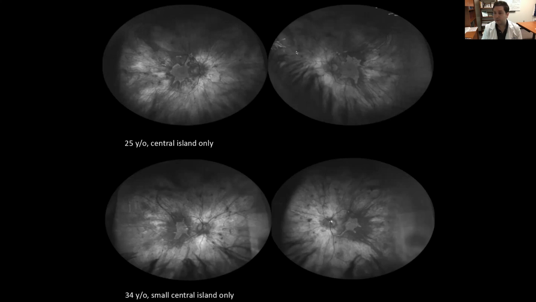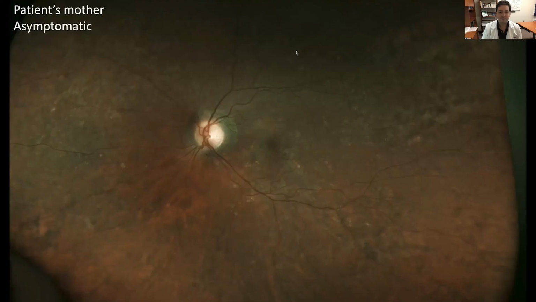Remarkably, these patients can present with very well preserved central visual acuity, but significantly constricted fields. The patient's mother was also examined, and even though she's asymptomatic with normal visual fields and function, she shows quite a dramatic appearance to her fundus.